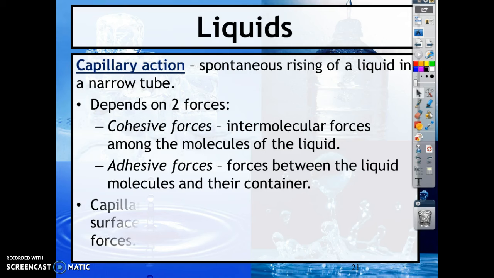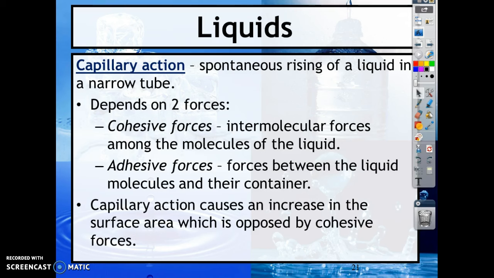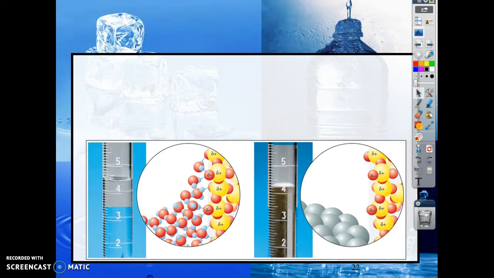So the reason capillary action works is because it causes an increase in the surface area, and these cohesive forces oppose that, so it moves up the tube or down the tube, depending on the type of capillary action we're talking about.